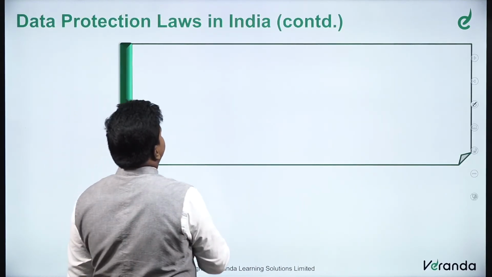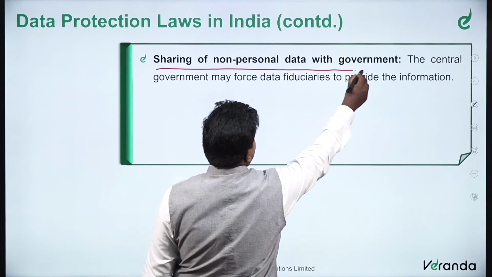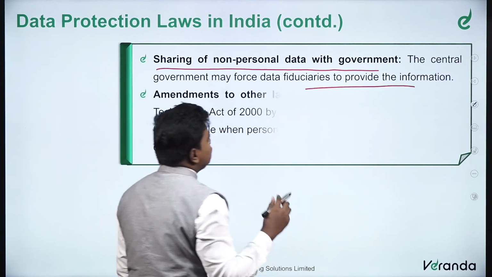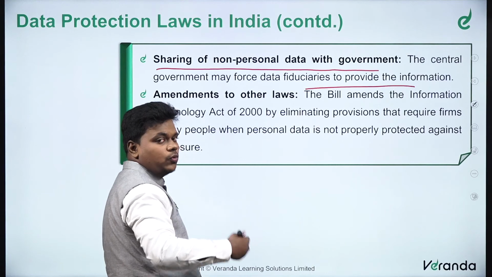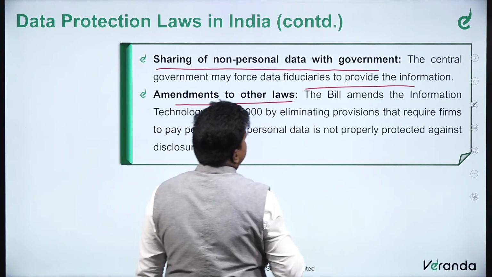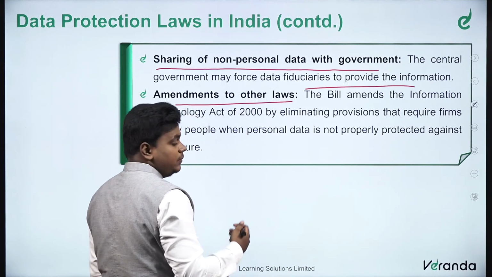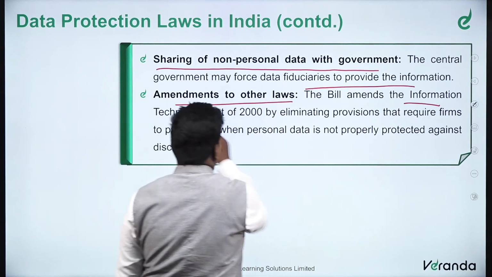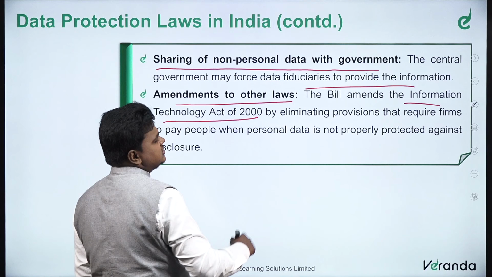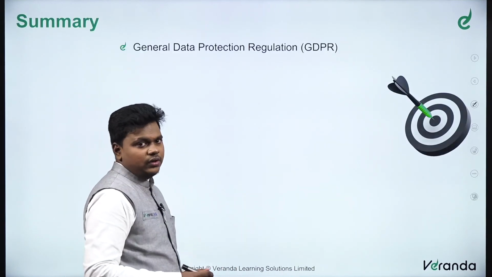Then there is the sharing of non-personal data with the government. The central government may force data fiduciaries to provide the information. So, the central government has the power to ask the fiduciary to produce any data for the government. Also, the amendments to other laws. The bill amends the Information Technology Act of 2000 by eliminating provisions that require firms to pay people when personal data is not properly protected against disclosure. So, that is all with regard to this LU.